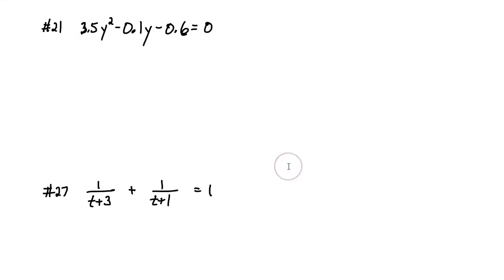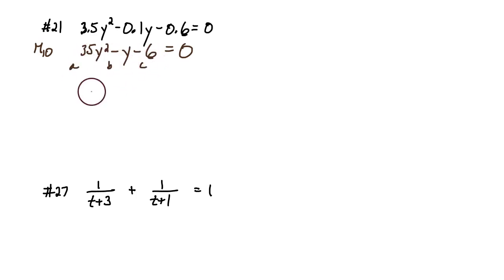Number 21, we're asked to solve this equation using any method we want. It's in standard form almost, except standard form doesn't have decimals. So if we multiply everything by 10, we can remove those decimals, which might make the work easier later on. Now we see that a is 35, b is negative 1, and c is negative 6.